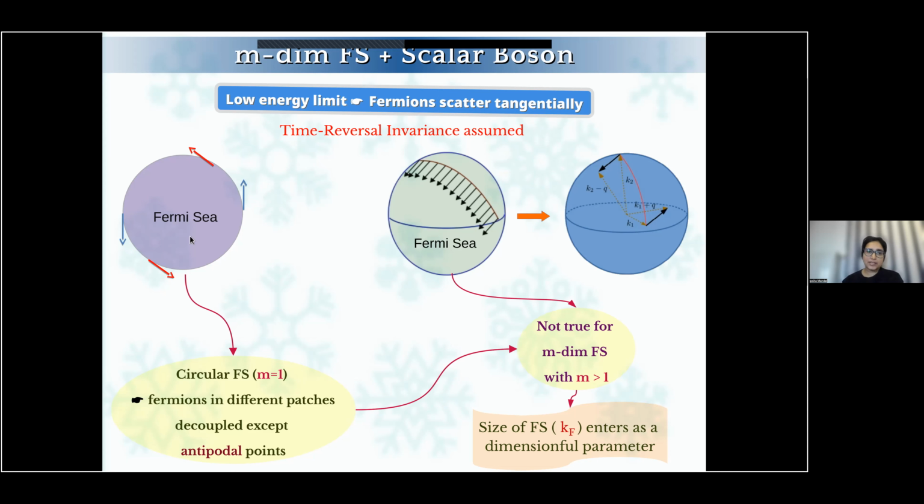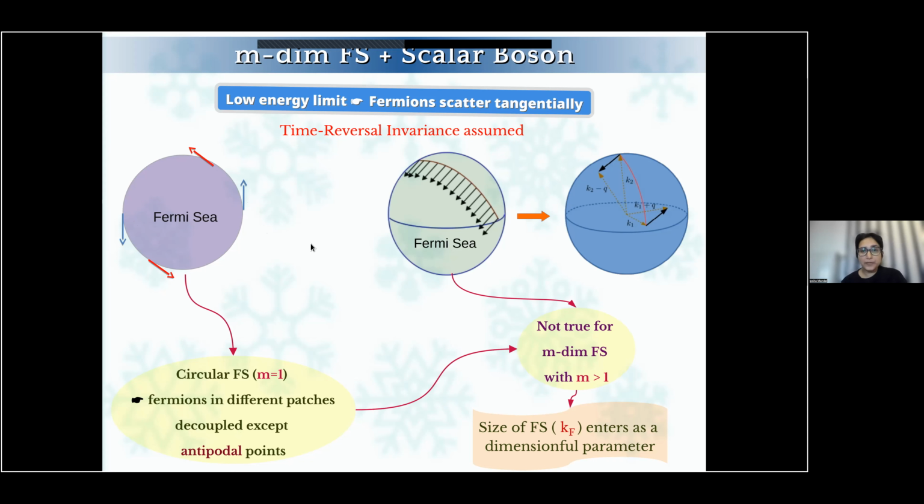Now, let us look at a 2D system, which has a 1D Fermi surface. Here we have a circular Fermi surface, which is one-dimensional. So m is equal to 1. Now, if we consider the blue fermions, then they do not interact with the red fermions, because if they want to interact with the red fermions, then the condition that fermions should scatter tangentially cannot be satisfied. So this leads us to the conclusion that for this 2D system, fermions in different patches are decoupled except at the antipodal points where the momenta, or the tangential momenta, are parallel.